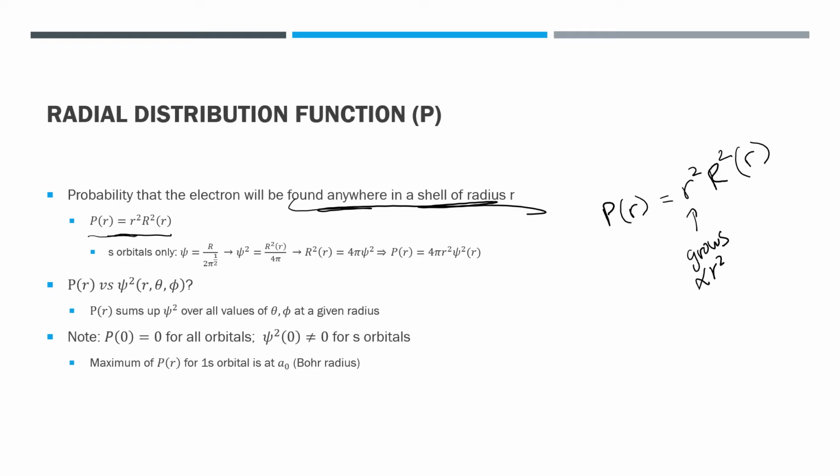A higher value of my radial wave function squared, R squared of r, should also make P of r grow. Why? Because that implies just a higher probability at that radius. So that should make intuitive sense.